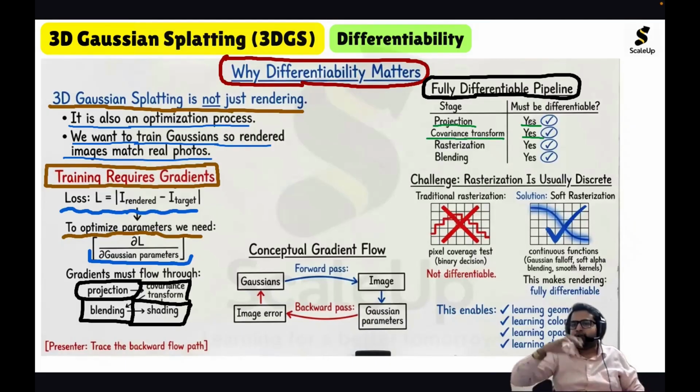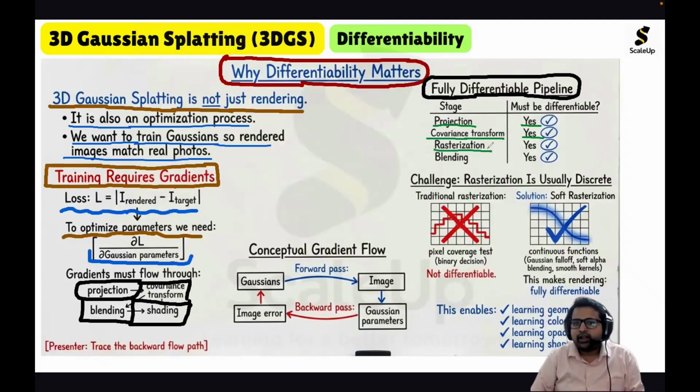We already saw that projection means 3D to 2D conversion. We will be projecting the center mu. That is the projection, a straightforward mathematical transformation, and it is differentiable. Covariance transform: we saw that we cannot directly use the covariance matrix. Rather, we will break it into a scale matrix and a rotation matrix. Now they are differentiable, so the covariance transform is differentiable.